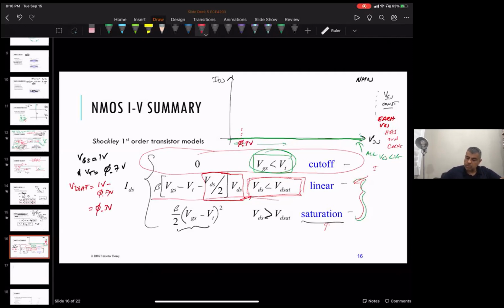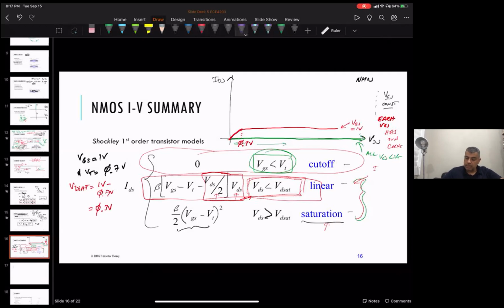So we use this equation, which kind of looks linear, although it has this second order effect on VDS. So it looks kind of linear, but give it a curve. And then after we hit VDSAT, it flattens out. So this curve is, for example, VGS equal to 1 volt.